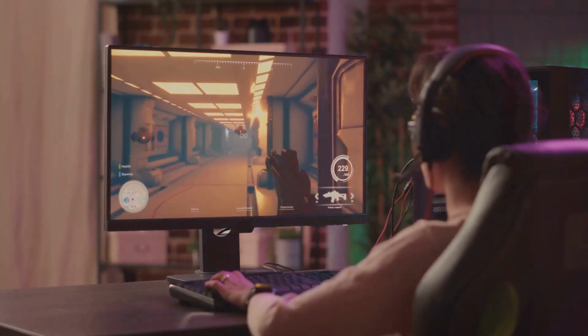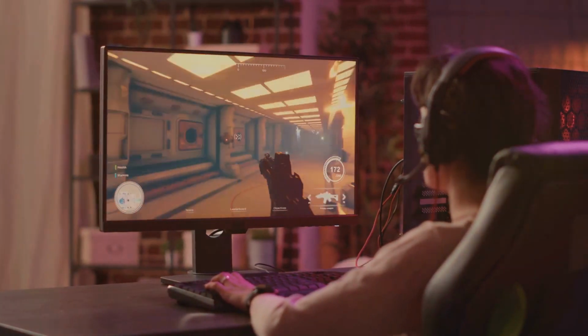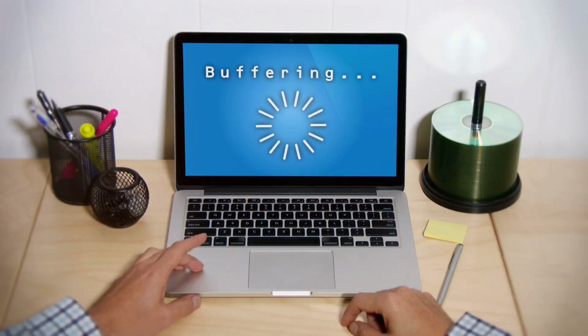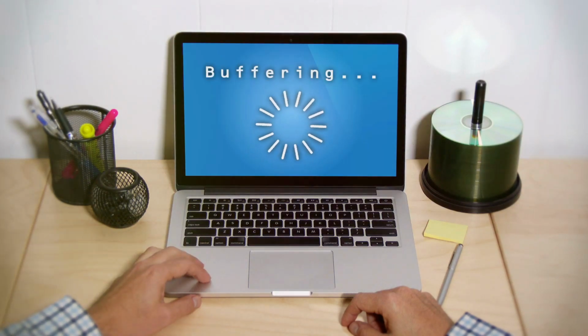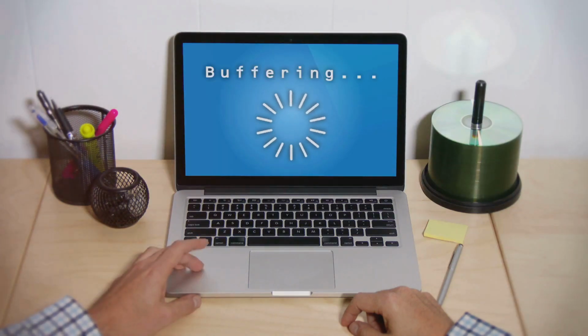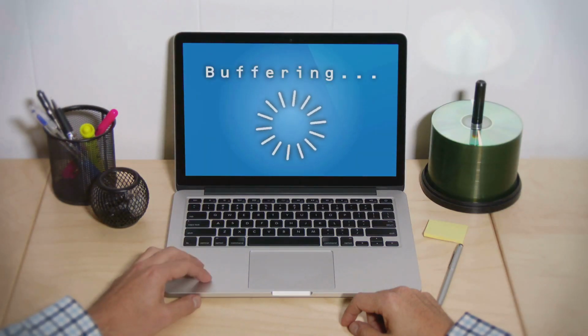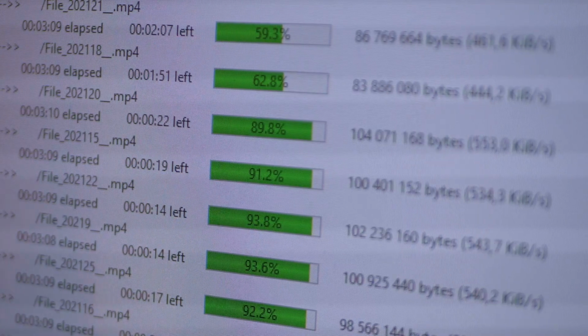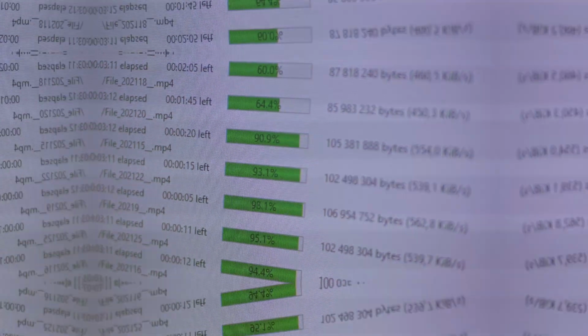Latency impacts our online activities every day. Gamers experience it as lag, where their actions are delayed. Imagine playing a shooting game and your shot takes forever to register. Streaming services also suffer from latency. Buffering, or pauses in your video, often happen because of high latency. Browsing the web can be slow too, with pages taking ages to load.